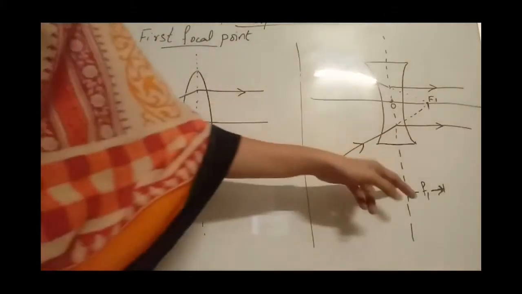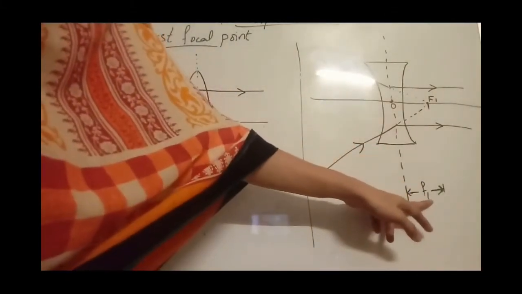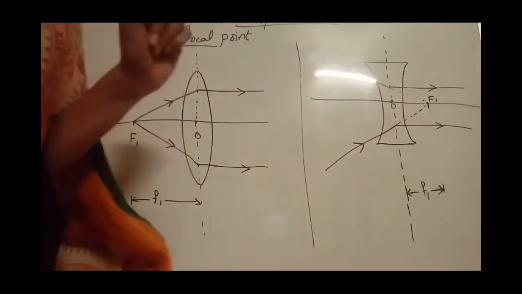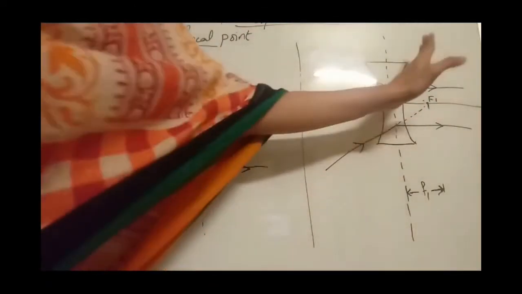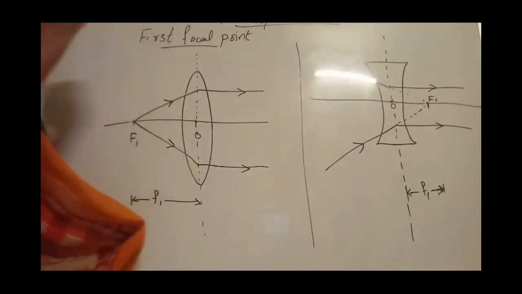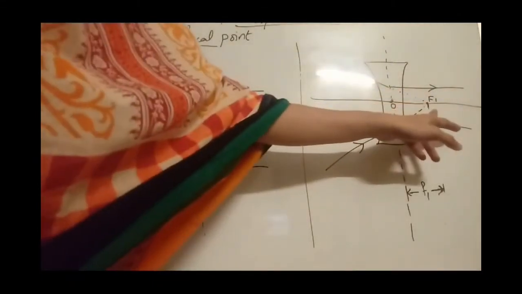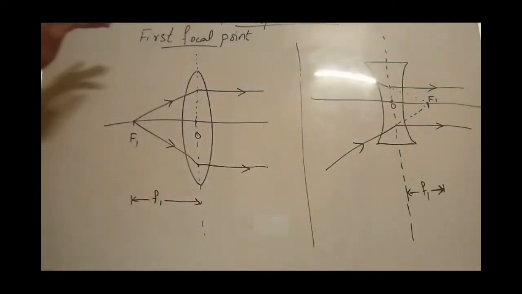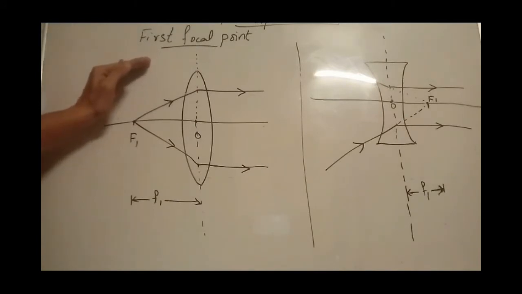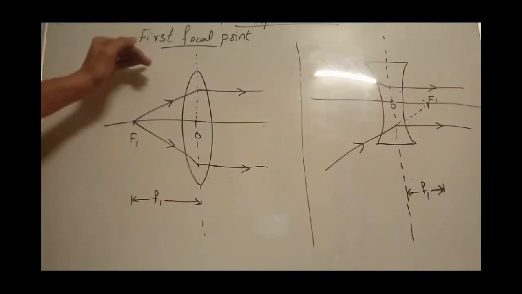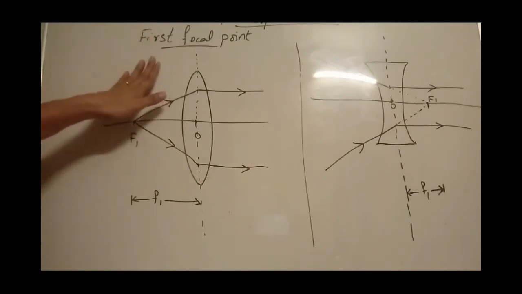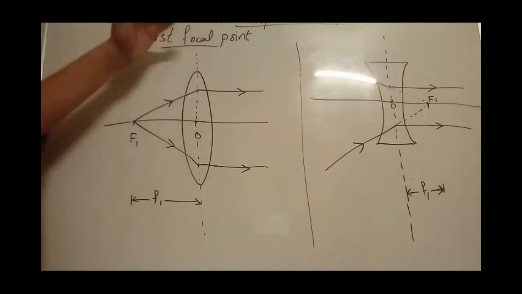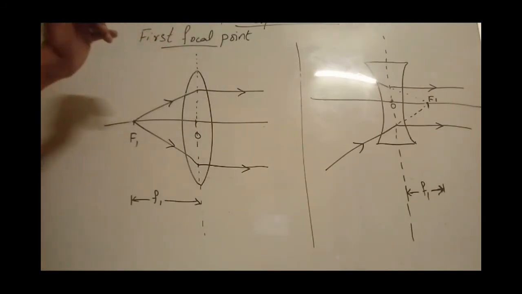Similar to the other case, here also we have focal length. Focal length is always the length between the first focal point and the optic center. And here also there will be a focal plane which is passing through the first focal point of the lens. So that is about the first focal point of convex and concave lens. Now we'll see the second focal point of convex and concave lens. I think it is a little easier to understand than the first focal point.